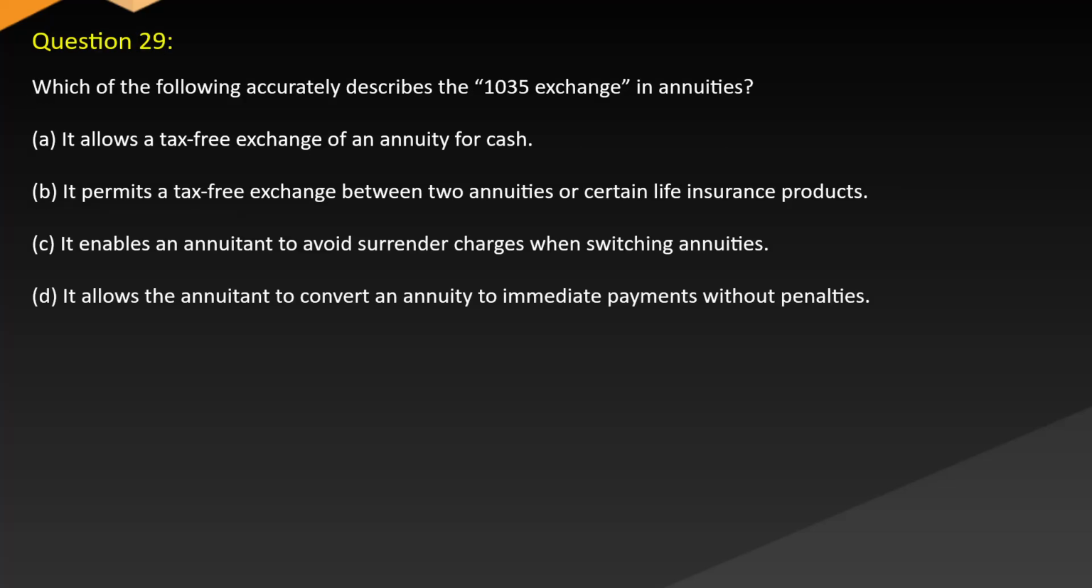Question 29. Which of the following accurately describes the 1035 exchange in annuities? A. It allows a tax-free exchange of an annuity for cash. B. It permits a tax-free exchange between two annuities or certain life insurance products. C. It enables an annuitant to avoid surrender charges when switching annuities. D. It allows the annuitant to convert an annuity to immediate payments without penalties.